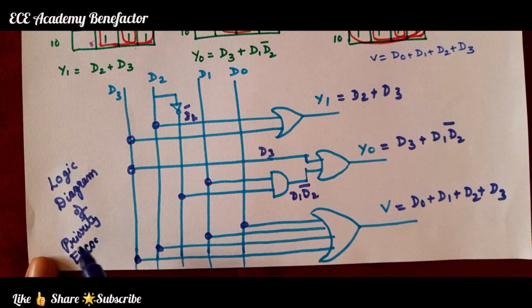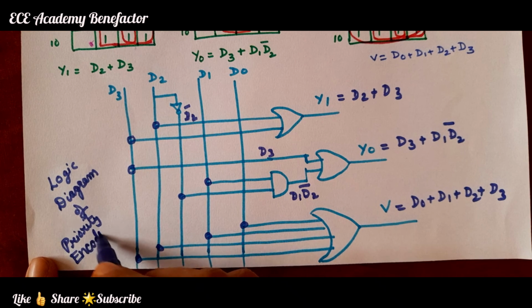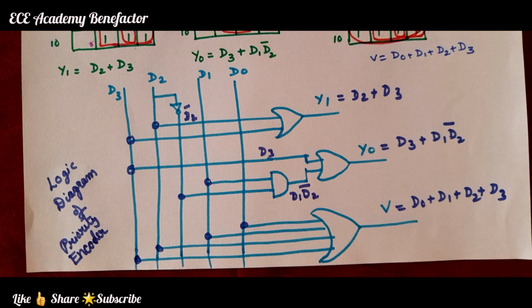So, what is a priority encoder? A priority encoder includes the priority function. The data bits are assigned priorities.